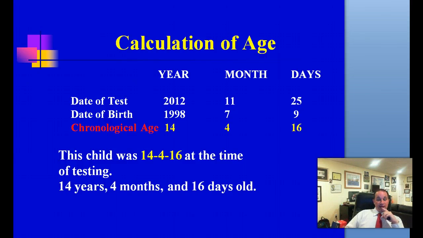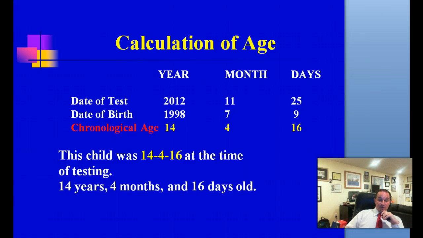Then we go to our months column. And in our months column, we have our date of test, which is November, which is 11, minus our date of birth month, July, which is 7. And we go 11 minus 7, and that gives us 4. And then finally, the year the child was tested was 2012, and the year the child was born was 1998. And when we go 2012 minus 1998, we get 14.